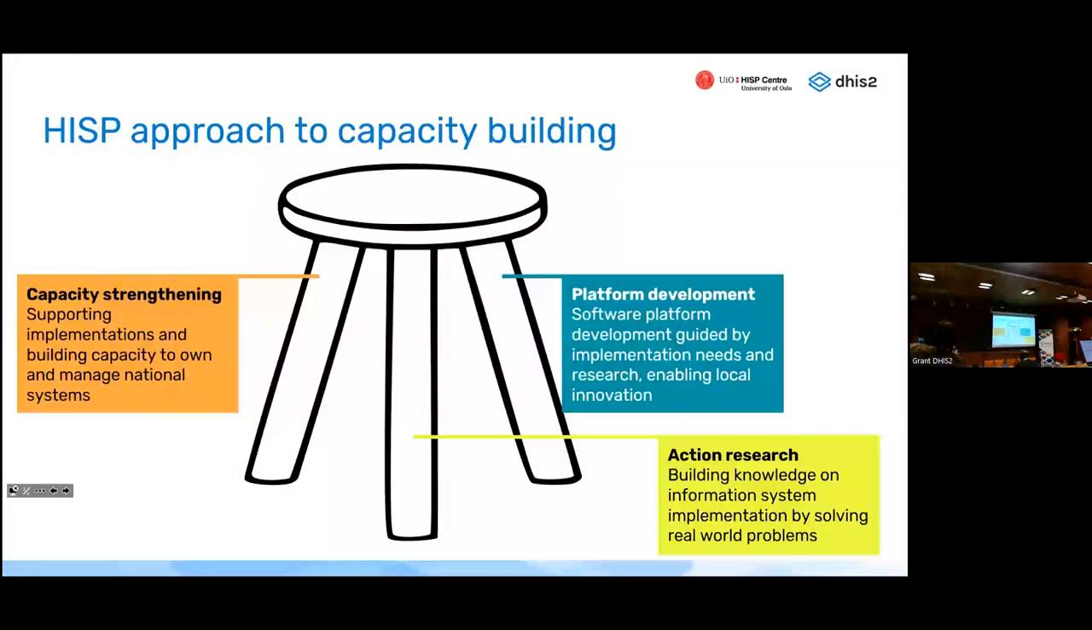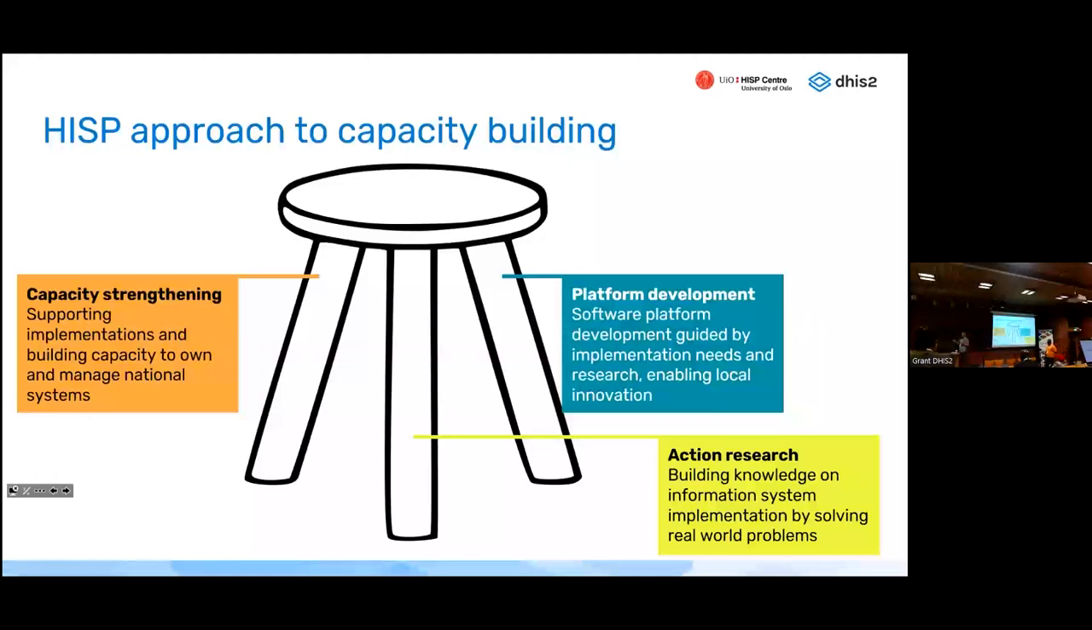I think when we talk about the HISP approach and the role of capacity strengthening, it's an embedded and critical part of all the work we do in supporting implementations of DHIS2. Some of you have maybe seen this rocket we've had for some years, talking about how this is all related: the platform development, the capacity strengthening in countries, and the action research that we're doing, how it all fits together. So this is a new attempt to explain this relationship.